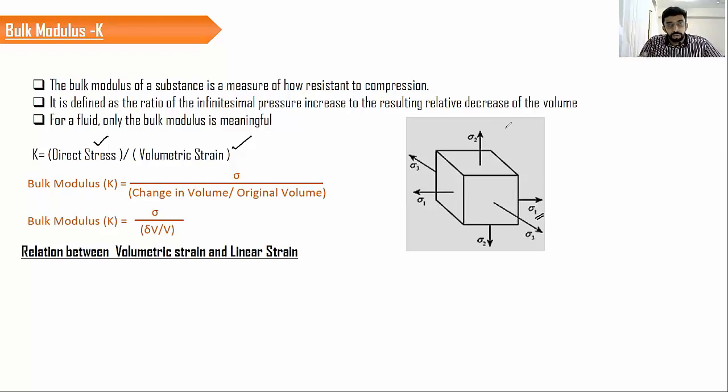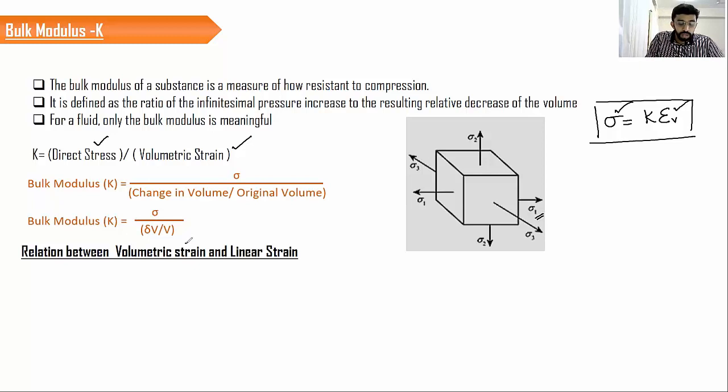Now, don't compare it with the shear modulus, because in the shear modulus we discussed the shear stress. But here we are discussing the normal stress itself, direct stress, that is the sigma itself. So that is how we define the bulk modulus. Direct stress is nothing but bulk modulus into volumetric strain. This is how we define the bulk modulus. And direct stress I have already explained.